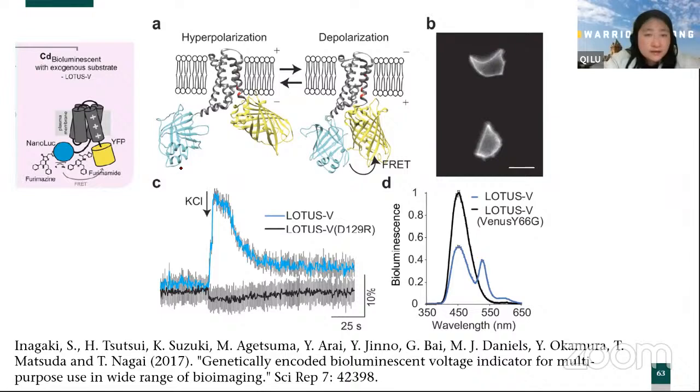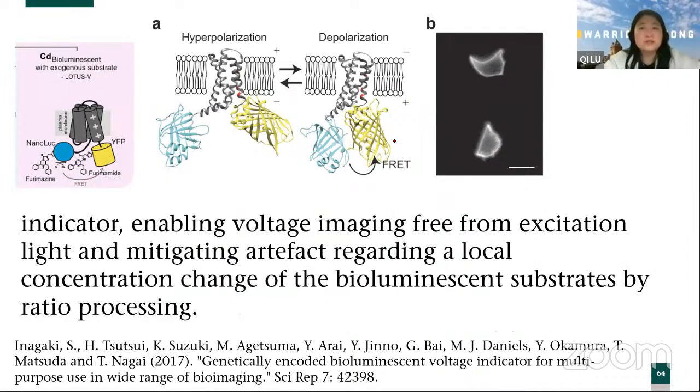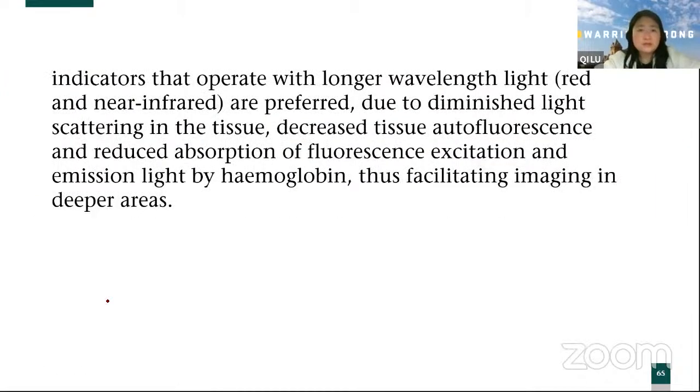So that's the hybridization: they are too far away, and only when they are very close do they come together, and then this light signal can be converted and amplified by these fluorescent proteins. Free from excitation light and the motion artifact, it will give a local concentration change by luminous substrate, by ratio process.